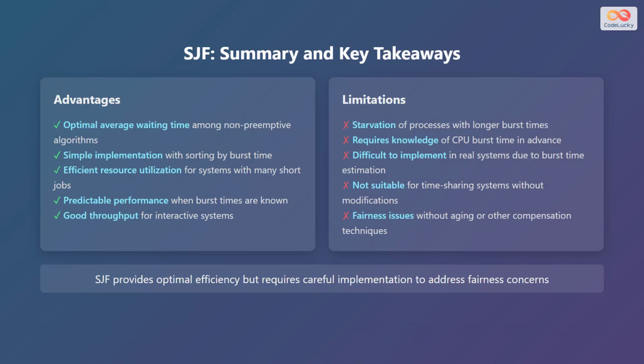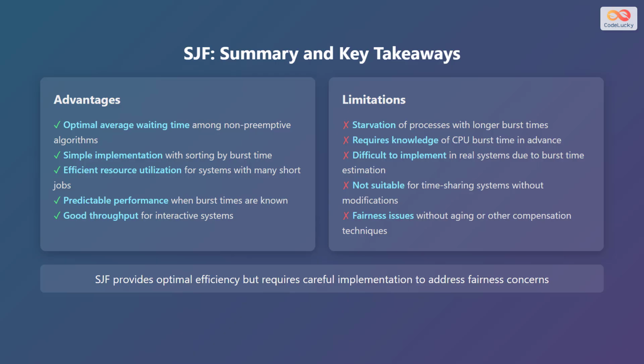Let's recap the advantages and limitations of SJF scheduling. One big advantage is that it has the optimal average waiting time among non-preemptive algorithms. It also has simple implementation with sorting by burst time. SJF provides efficient resource utilization for systems with many short jobs, predictable performance when burst times are known, and good throughput for interactive systems. However, the limitations are the starvation of processes with longer burst times.